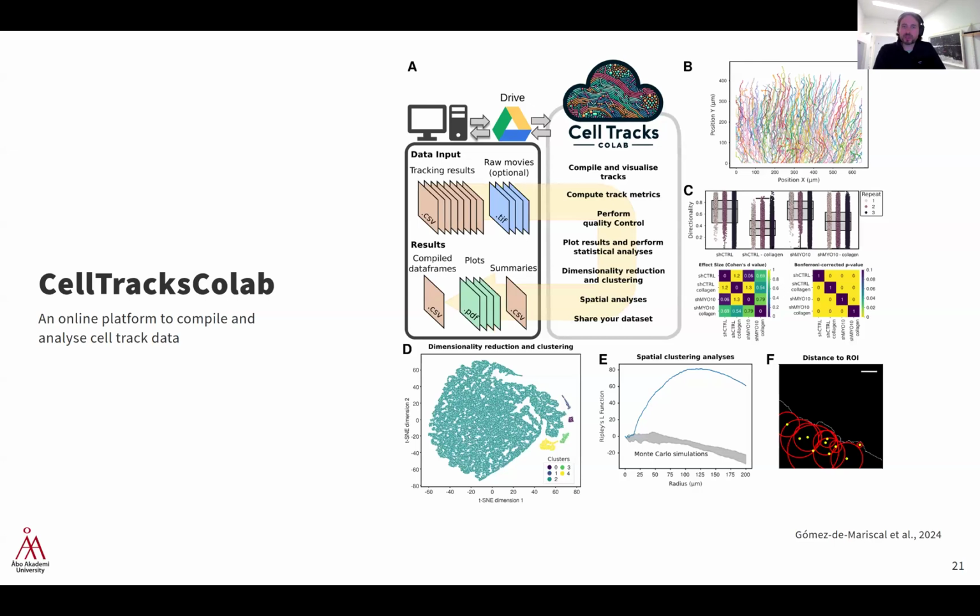So then we started working on a platform called CellTracksColab, which allows to compile and put together cell track data in a very automated way, while keeping very easy control over the data structures to be able to incorporate many types of data analysis depending on the things that we're interested in. So if you're interested in cell tracking data analysis, then you could check this out, because perhaps it's something that can be useful for you, or something that you could build on if you're interested.